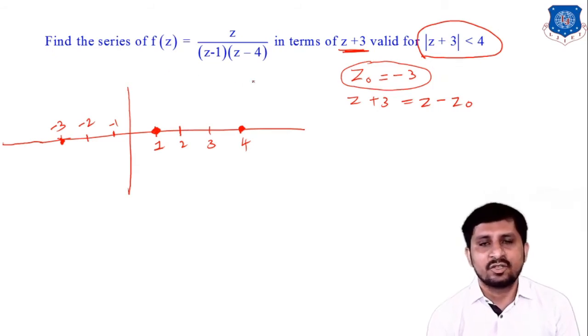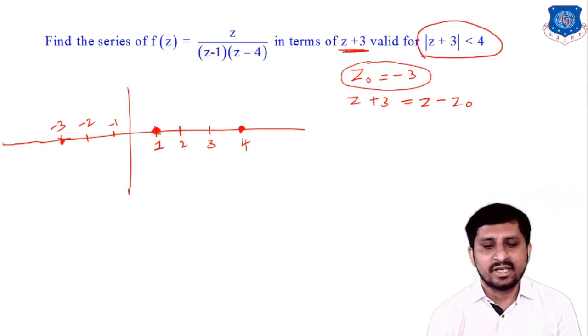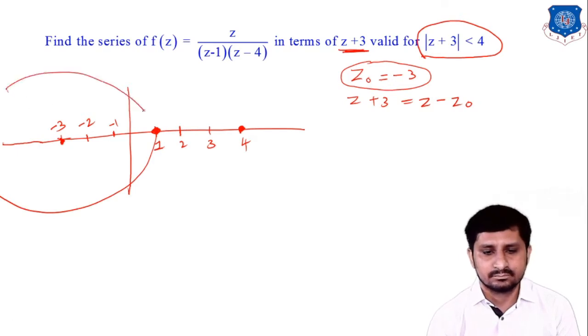So that means you can also say that the series is a Taylor series. I hope you can understand. So this is my circle approximately, and the center is -3, and this circle passes through 1 and, on the left-hand side, through -7.